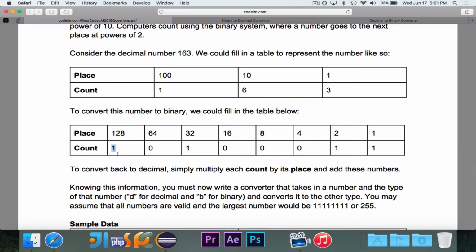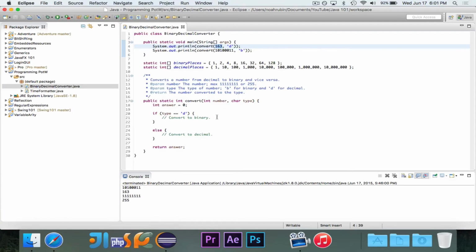and then we subtract 128 from 163 because we already used it up, and then we have 35 left. And we just keep going through here until we get to the ones place, and that will either be a 0 or a 1, and then we're good. So that's how this is going to work.